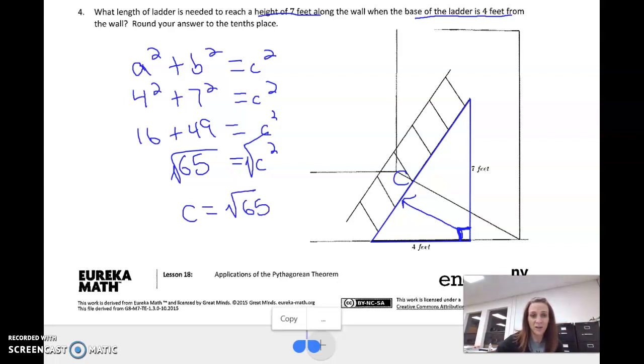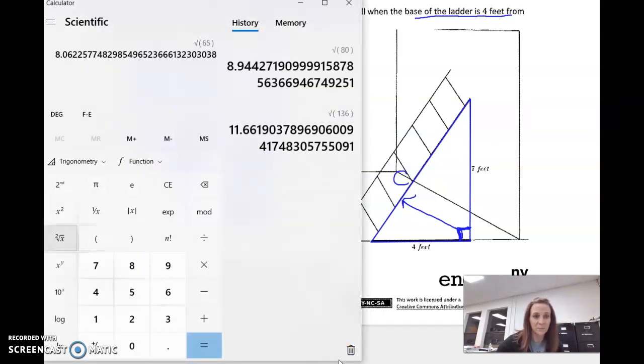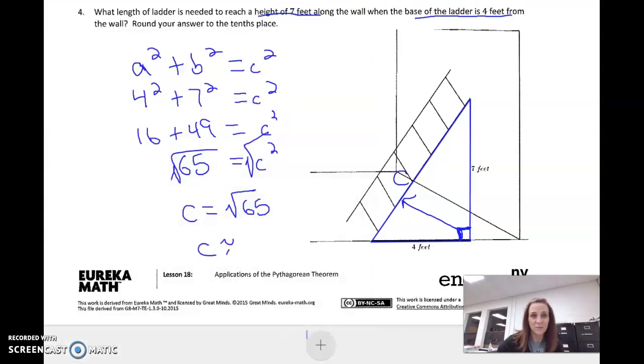Sorry, kind of freaking out here a little bit. And then if I type that into a calculator, and I think it said round to the nearest tenth. 8.0 is in the tenths spot, so I look at the 6. The 6 tells us to round that up to a 1. So we get an approximate answer of 8.1 feet.